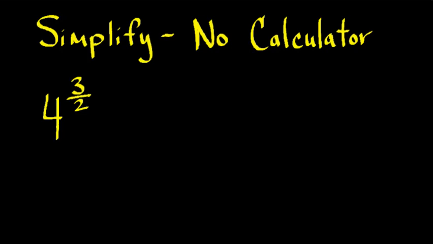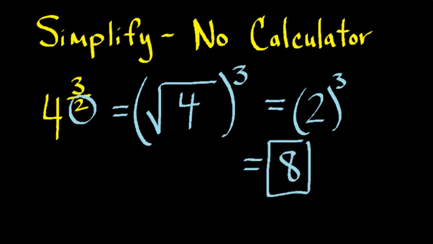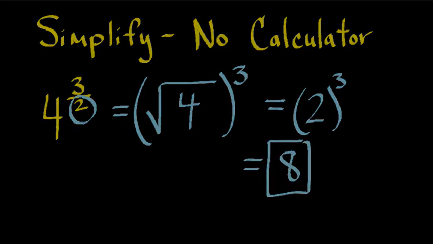Next, let's work out the answer to 4 to the 3/2. 4 will go under the radical. 2 for the denominator means we're taking the square root, but we don't need to write a 2 here. And then we will cube our answer. So the square root of 4 is 2, and 2 cubed, 2 times 2 times 2, is 8. So this is our final answer for this third problem.